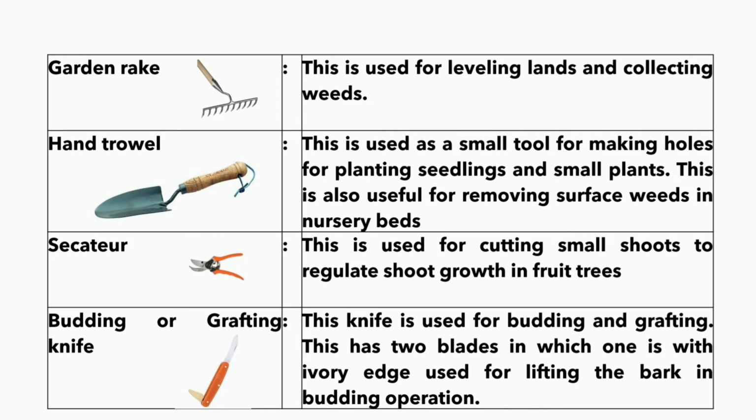Next, about secateur. It is used for cutting small shoots to regulate shoot growth in fruit trees. Budding or grafting knife. It is used for budding as well as for grafting. It has two blades in which one is with ivory edge used for lifting the bark in the budding operation.